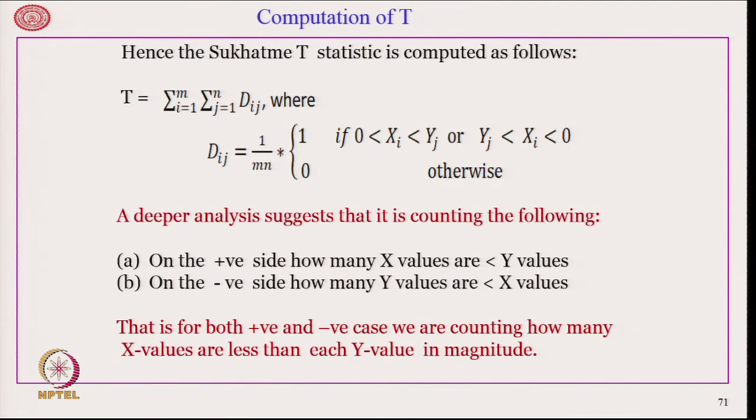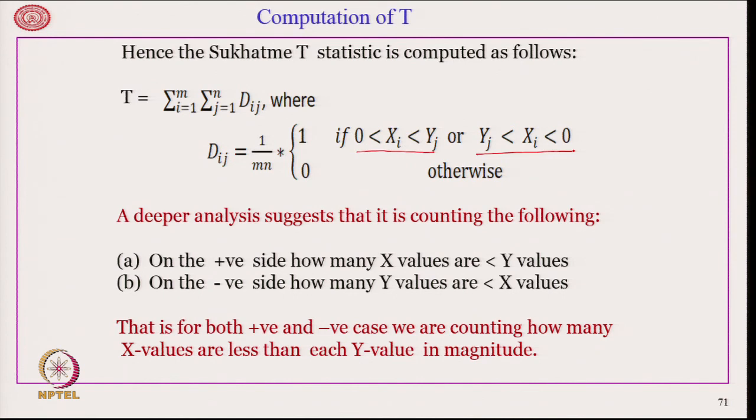So, this Sukhatme T statistic is computed as follows: T is equal to the sum over i = 1 to m, sum over j = 1 to n of d_ij, where d_ij is equal to 1 upon mn, and it is 1 if 0 < x_i < y_j, or y_j < x_i < 0, and it is 0 otherwise.